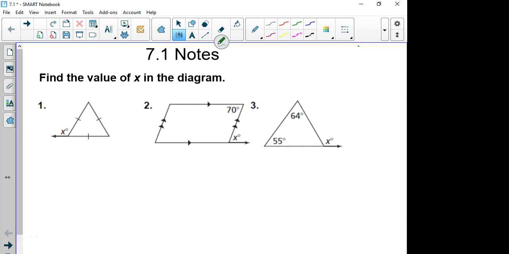Alright, so 7.1 notes. We're going to find the value of x in each diagram. Looking at this triangle, we can tell it's an equilateral triangle because all three sides are equal. That means every angle is going to be 60, 180 divided by 3. So if the interior angle here is 60, we have a straight line, and this angle is going to be supplementary to it. So that's 180 minus 60, which means x is 120 degrees.